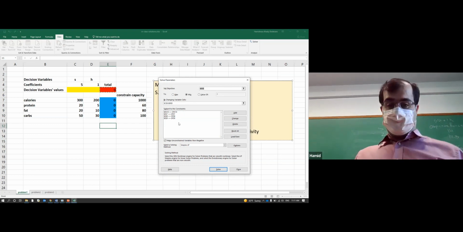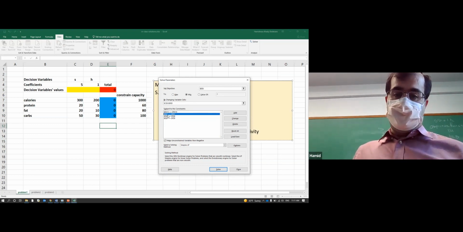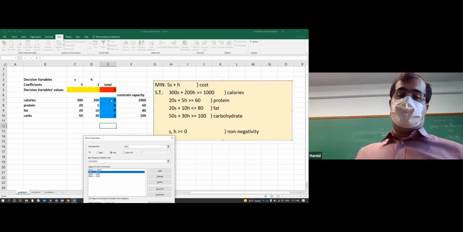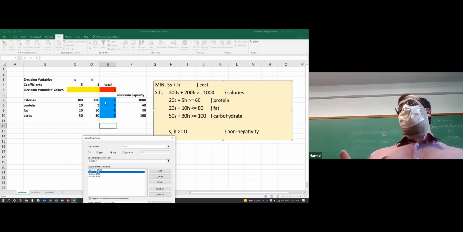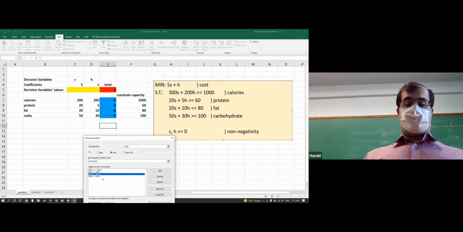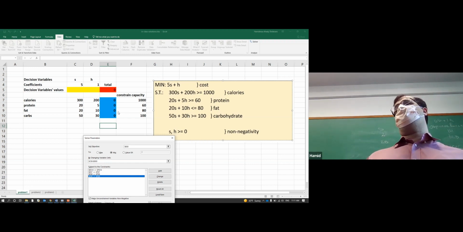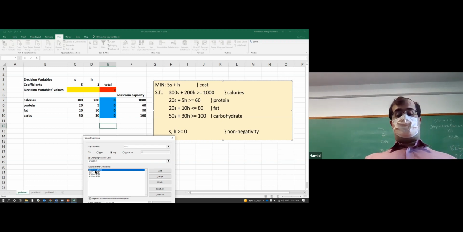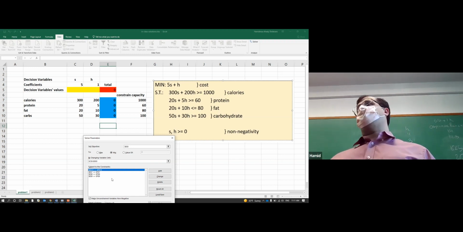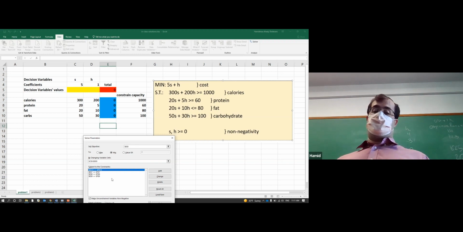If you look at this one, E7 greater or equal F7. E7 is for calories and must be more than F7. So the blue cell, which is E7, gets its value from the decision variable that we find. It should be greater or equal to F7, which is 1,000. Same for the next one, E8 and F8. For E9 and F9, we are looking for a less-or-equal constraint. And again, for E10 and F10, we're saying that whatever comes from the formula in the blue cell should be greater or equal to F10, which is 100.